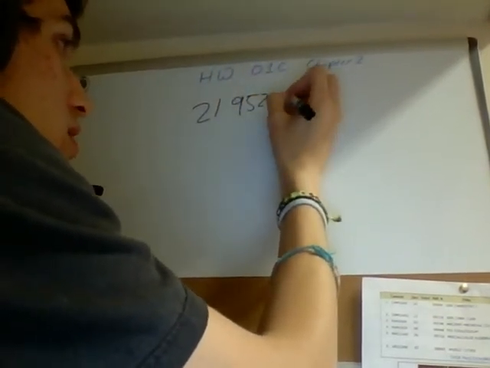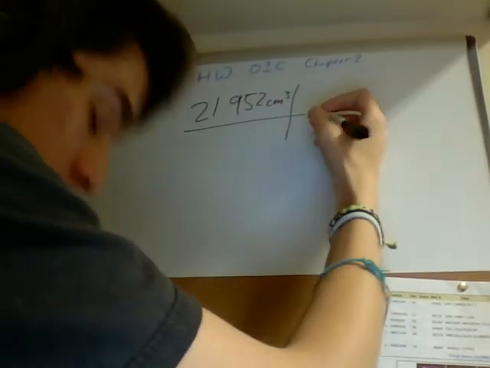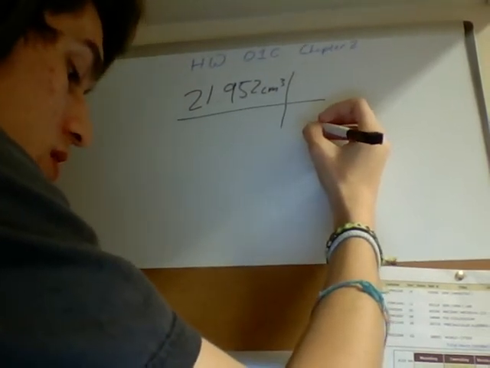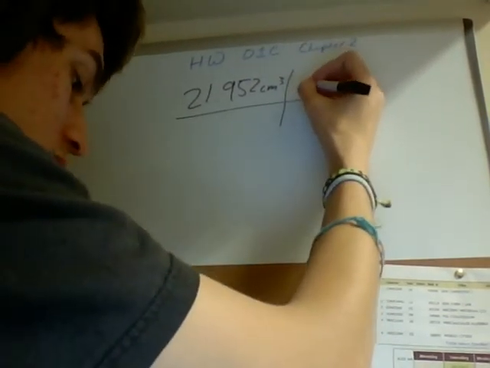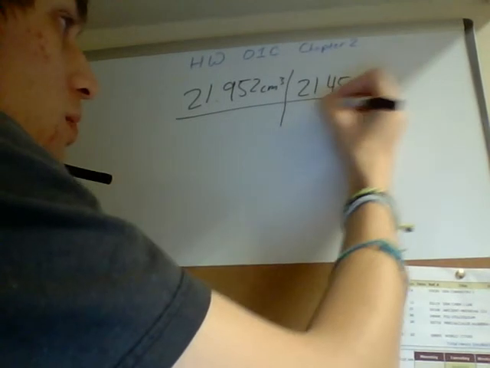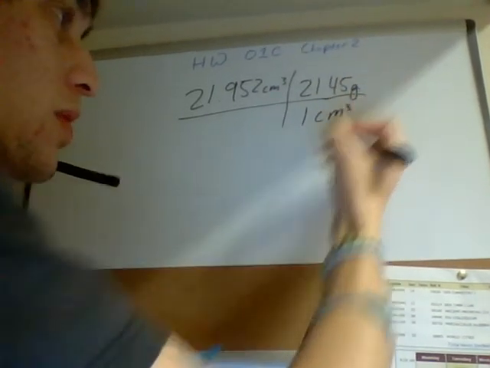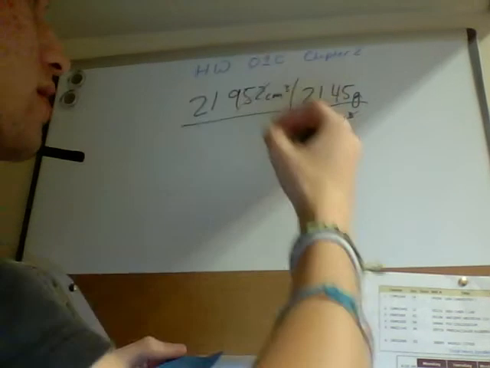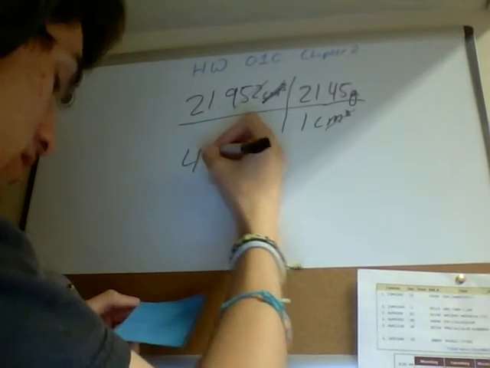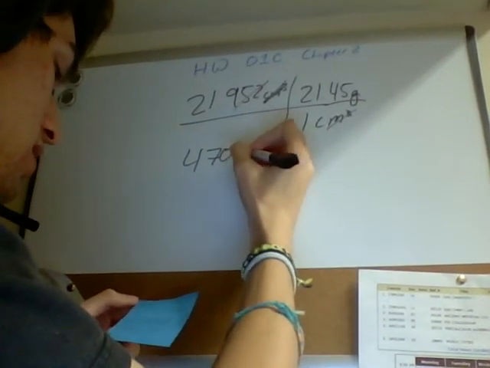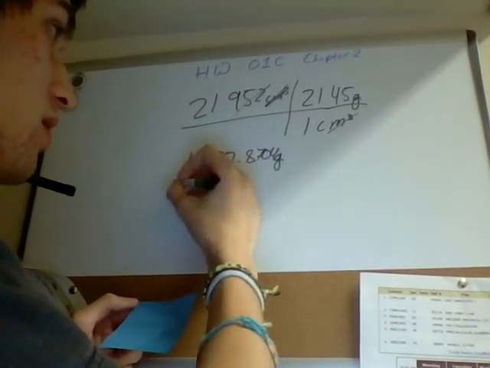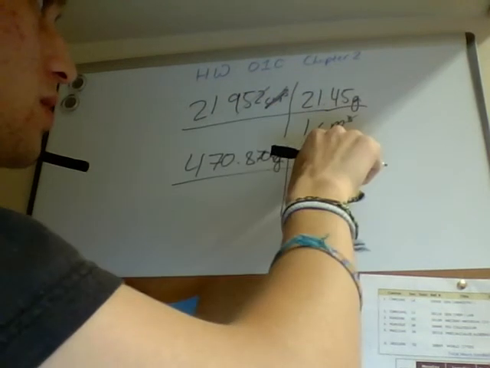Okay, so the volume of my cube was 21.952 centimeters cubed. We're going to use the density, and I'm consulting these sticky notes that I wrote down. It's 21.45 grams per 1 centimeter cubed. So that's the conversion it gives you. Cancel those out, and that's going to give me 470.8704 grams. So we've gone from centimeters cubed to grams.